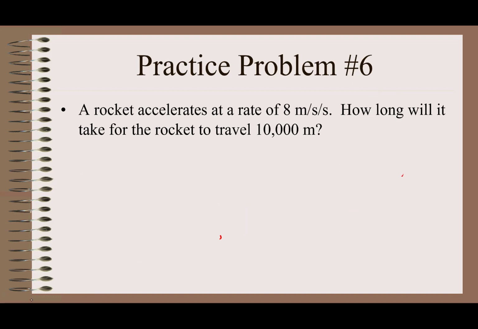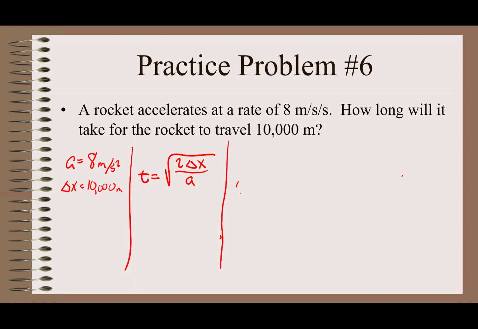All right, so number 6. Let's take a look at this. So a couple things that we have here. We have an acceleration of 8 meters per second squared. And we know that the rocket travels for a distance of 10,000 meters. So its displacement, 10,000 meters. I am asked to solve for how long it will take. So that is a time question. And we have this weird equation, 2 times the displacement over a, and take the square root of that. So 2 times 10,000 meters over 8 meters per second squared. Time works out to be 50 seconds.